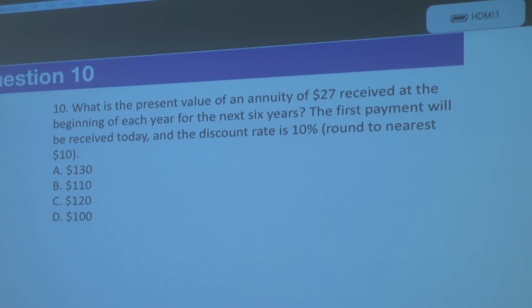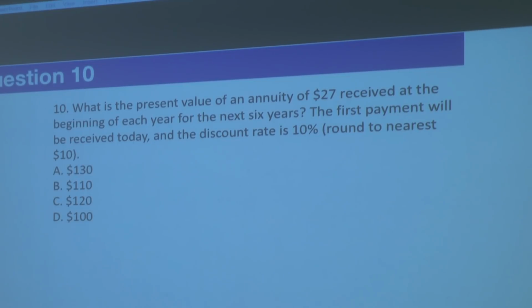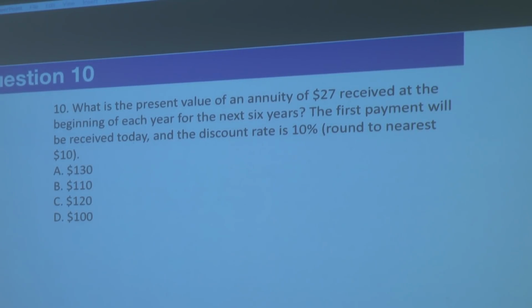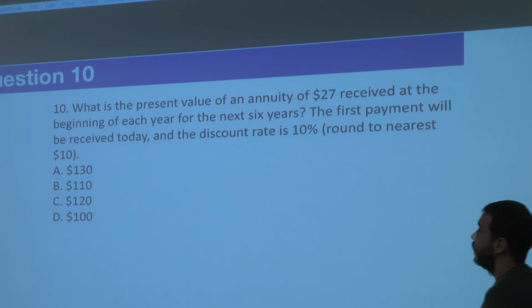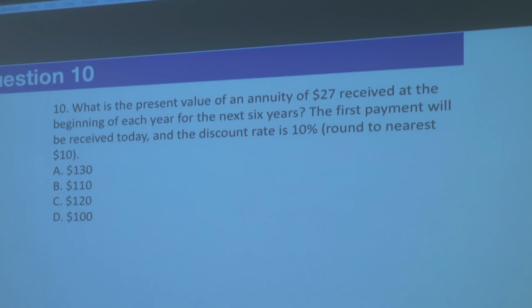What is the present value of an annuity of $27 received at the beginning of each year? So this is an annuity due, the moment you see at the beginning of each year, for the next 6 years. The first payment will be received today, and the discount rate is 10%. Round to the nearest $10. So how do I do this?